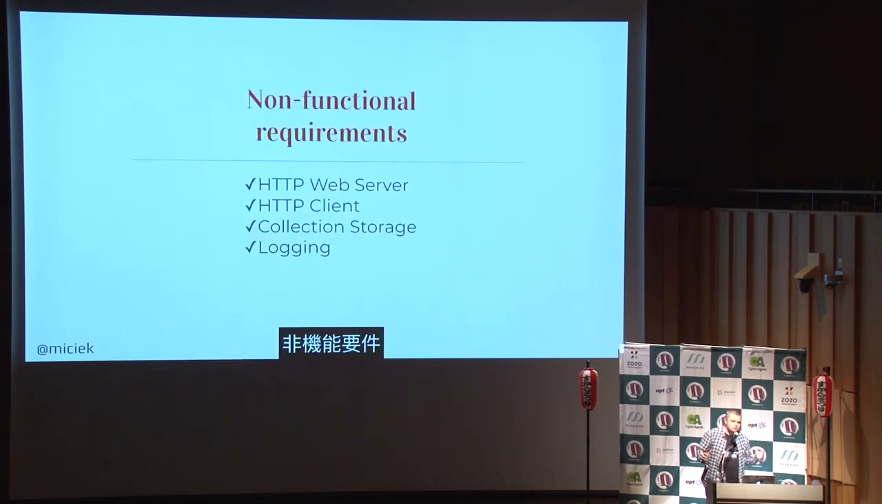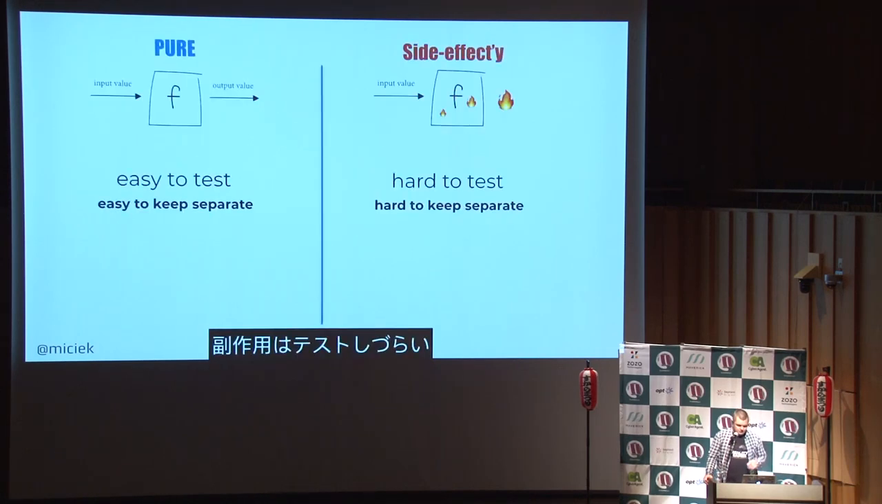So 3 requirements, but of course, we can't have any application if we don't do the non-functional requirements. This needs to be an HTTP service, so we need an HTTP web server. It needs some kind of HTTP client functionality because we need to connect to the YouTube API. We need some collection storage, no matter if it's in memory or in a database or whatever. And as an instrumentation example, I will do logging. Our application needs to log things, so we can debug and maintain it. As I said, it needs to be real. That's why we need all those non-functional requirements.